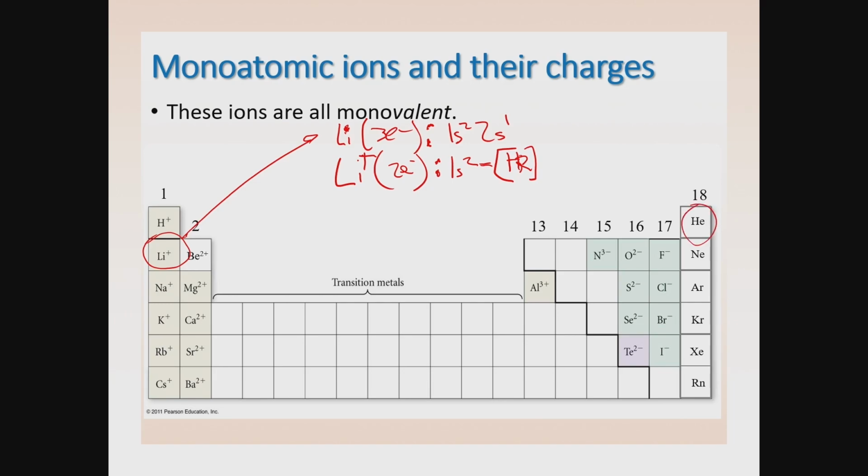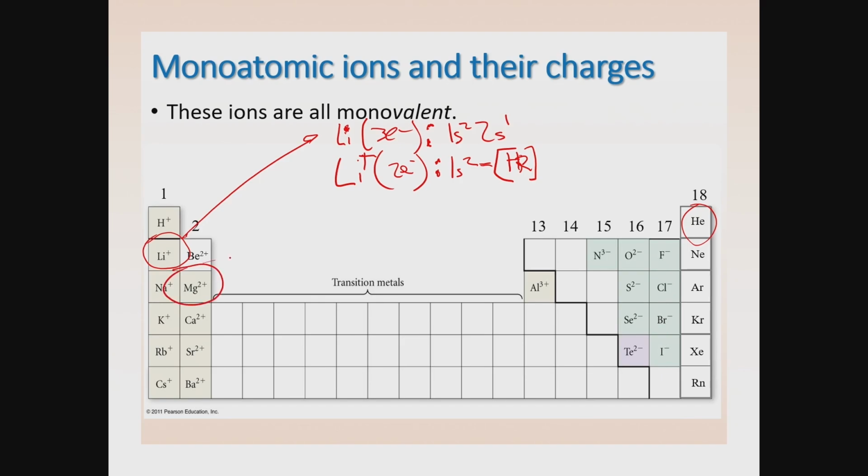And so what you can see, what lithium did is it lost exactly 1 electron to get helium's noble gas configuration. It didn't lose 2 electrons, it didn't lose 3, that would be too much. You want lithium to achieve the nearest noble gas configuration, and that will really stabilize the ion.